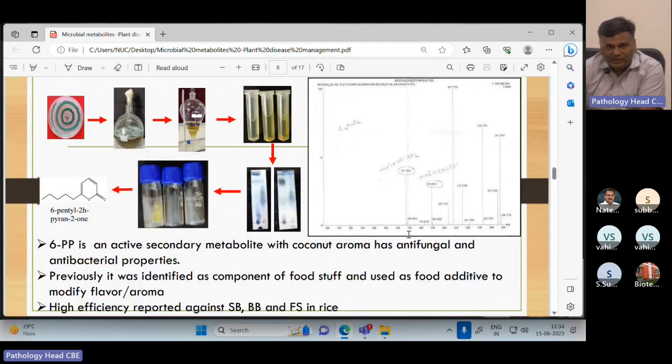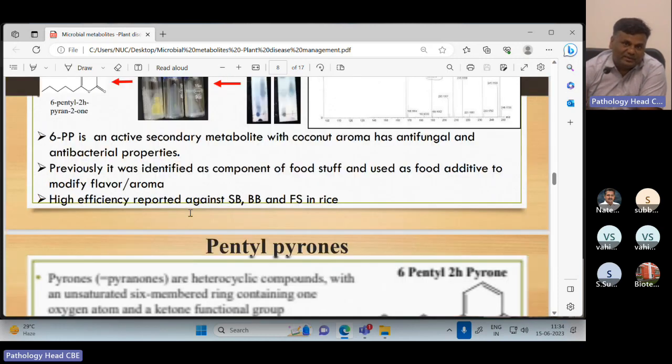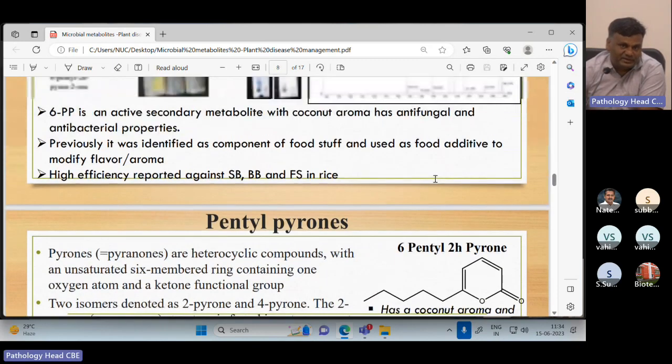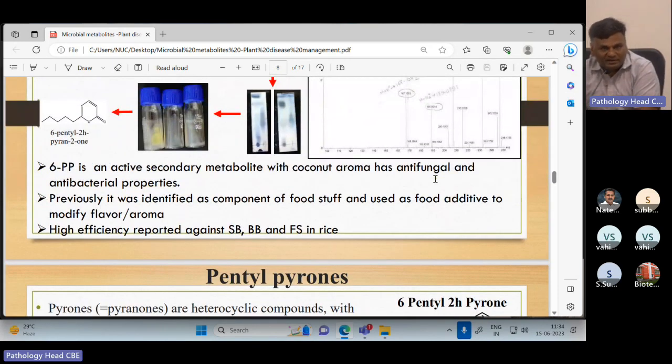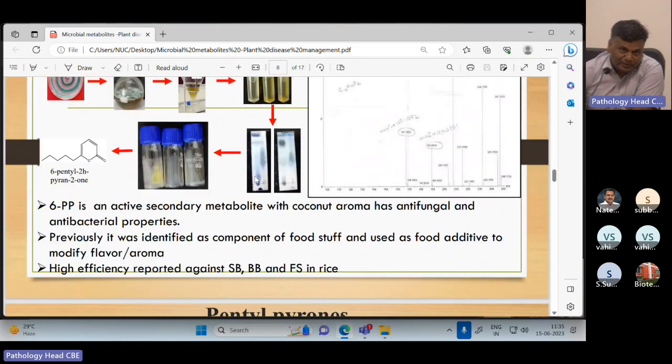Of course, this compound is the most dominant in our organism, but when we saw the literature, it had already been isolated by an institute in Japan. They were applying this compound against false smut disease. But, to our surprise, this compound is also used as a food additive, because it has a very good coconut aroma. It is used as a food additive in Korea. So that is how, as I said, secondary metabolites have widely varied activities. So we tried to purify this.